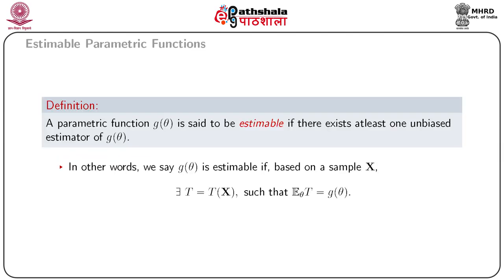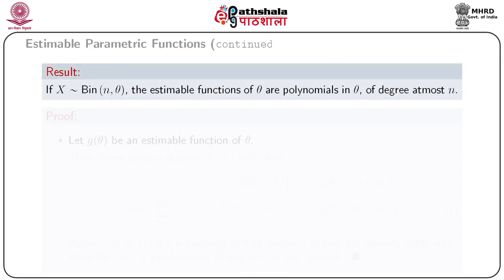In this lecture, first we shall discuss the concept of estimable function. A parametric function g theta is called estimable if there exists at least one unbiased estimator of g theta. Consider the following examples. Example 1.